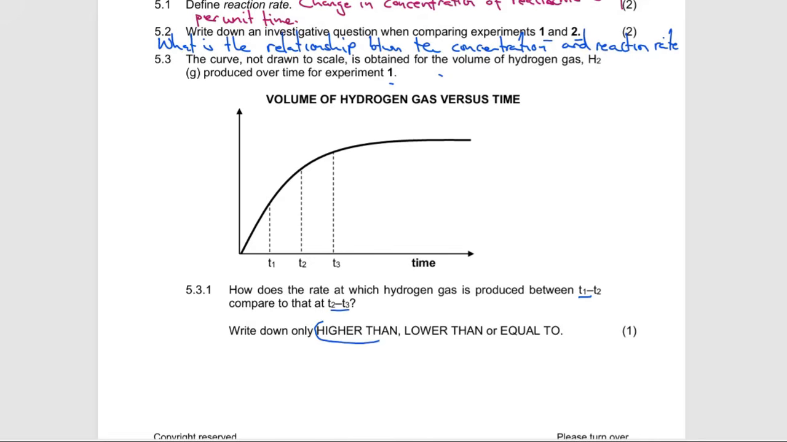So there we can see between T1 and T2, the graph is steeper, so it means the reaction rate is going to be faster. Then as it gets here, under T2 to T3, what is happening there? It becomes slower as it's using up the reactants.